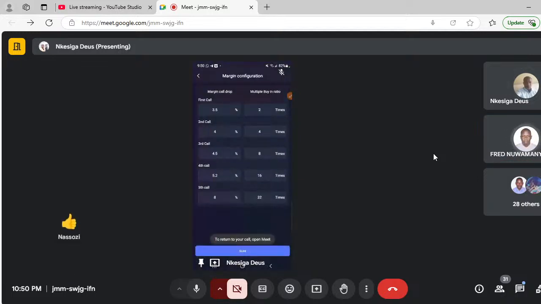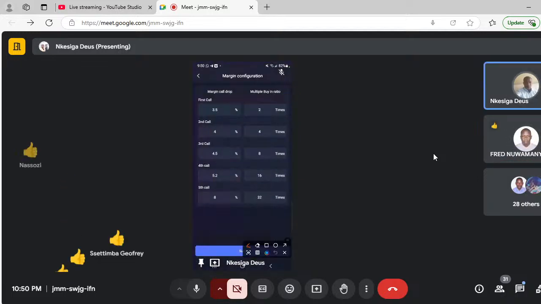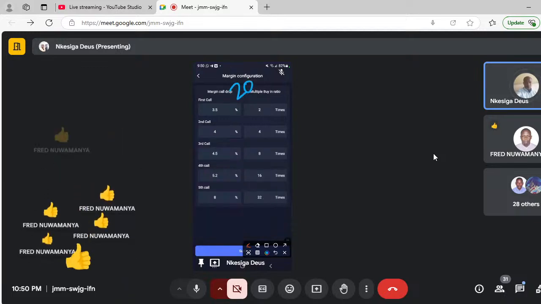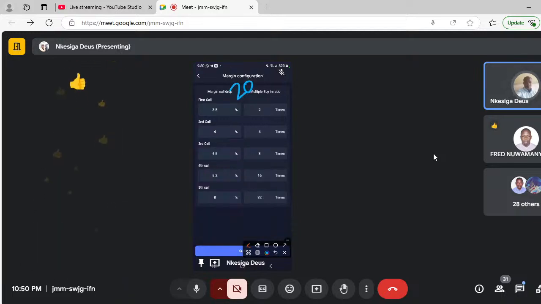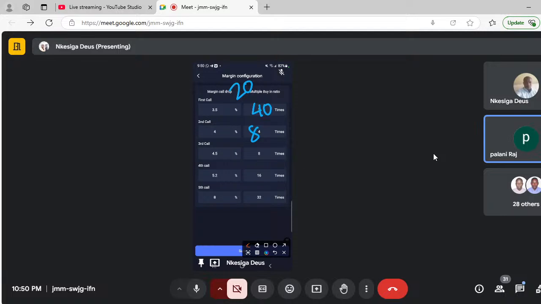Welcome back. So we wanted to add here. If you decide to use $20, how much do you need to deal with this strategy? So we have 40, we have 80, we have 160, then 320, then 640. Then I wanted us to add them together.